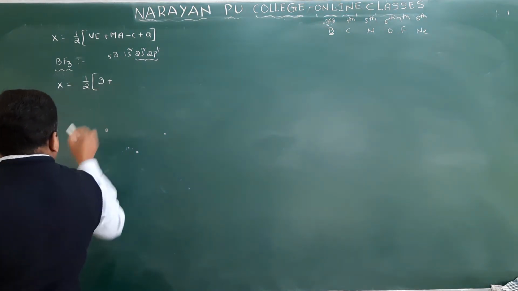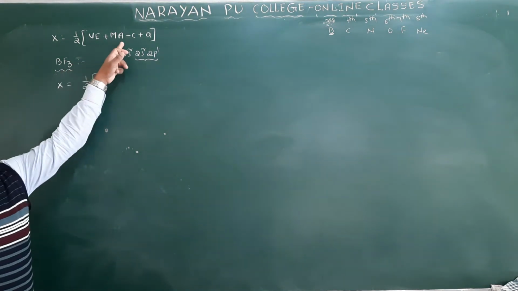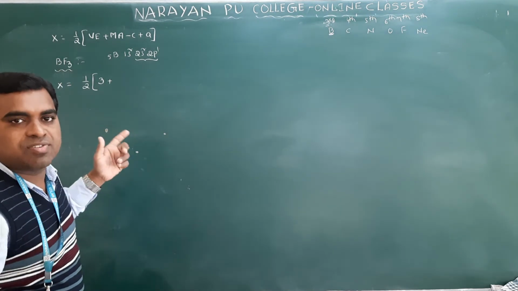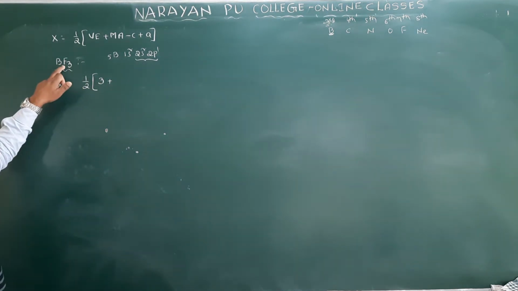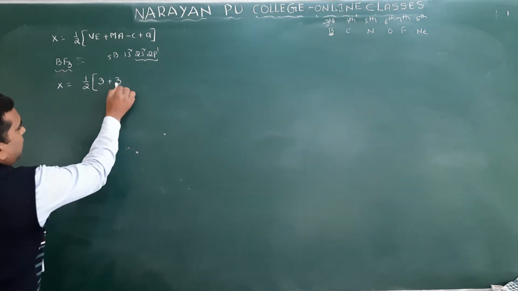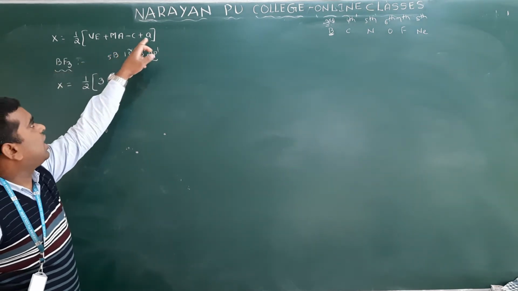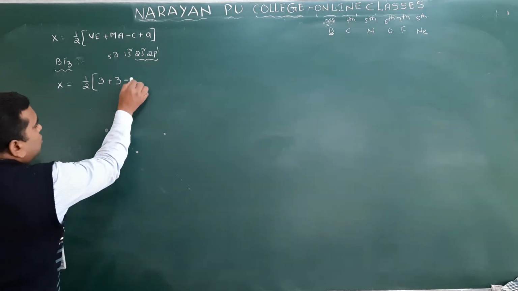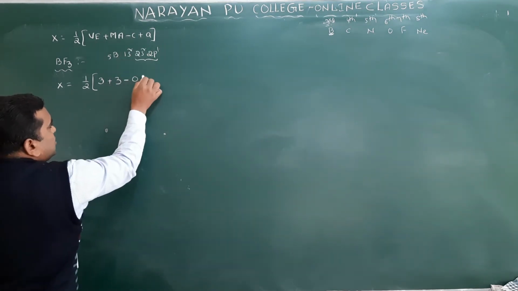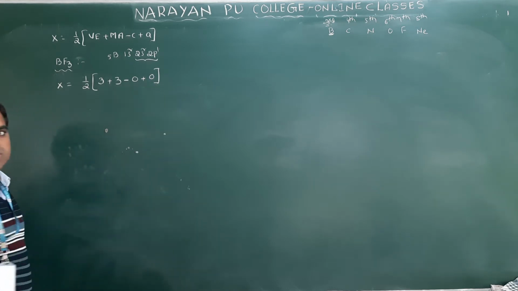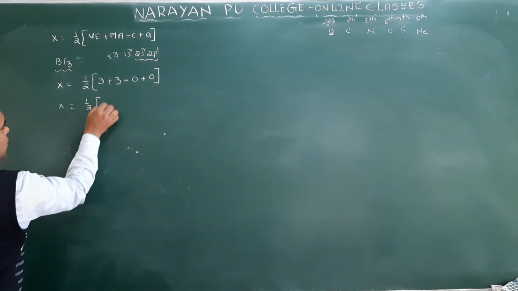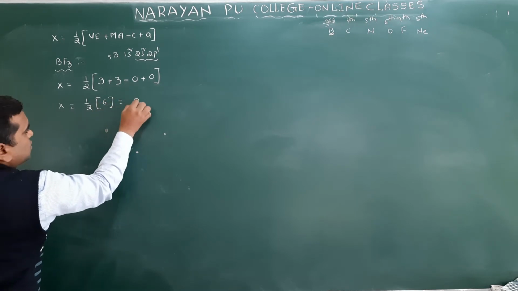3 electrons. Plus, how many monovalent atoms are there? Fluorine forms how many bonds? One bond only. So that's why monovalent atoms, how many are there? Yes, 3. So 3 plus 3. Is there any charge on this molecule? Is it positive or negative? No charge. So the charge on the cation is 0. Charge on the anion is also equal to 0. So now x is equal to what you will get? Half into 3 plus 3, that is 6.